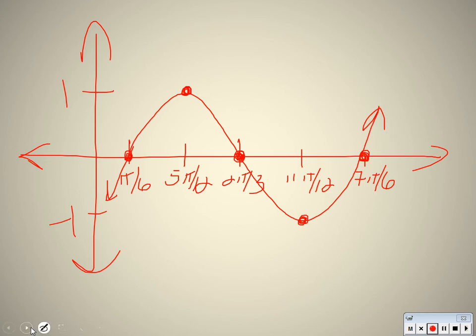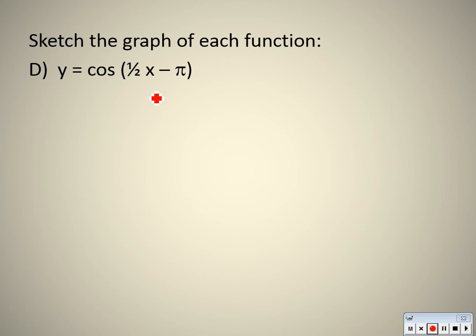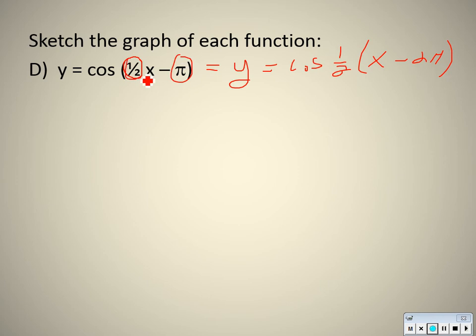And then for part D, notice the same kind of thing here. The B value is inside the parentheses. So before I go to do anything with my x values, I want to factor that 1/2 out. So this is going to be y equals the cosine of 1/2, and this will be x minus 2 pi. So remember, this becomes 2 pi because I'm basically taking this pi and dividing it by 1/2. And that's where this 2 pi comes from.